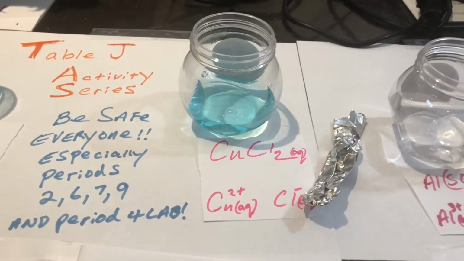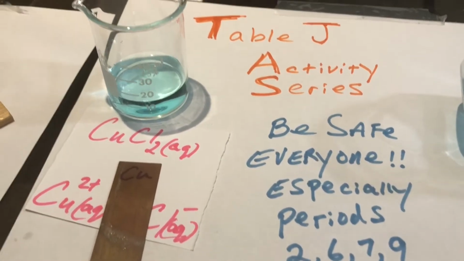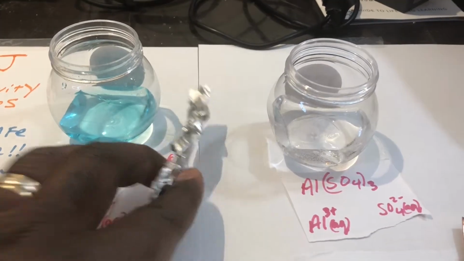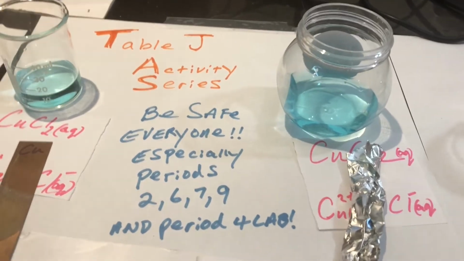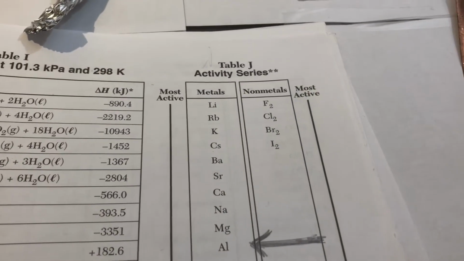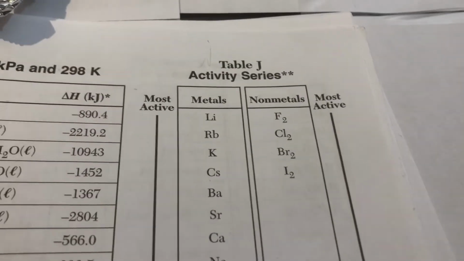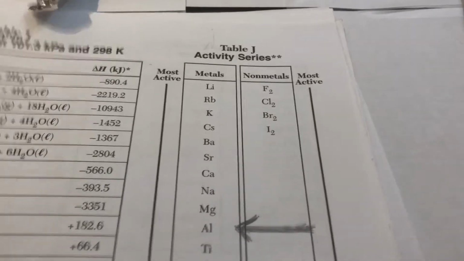Now, guys, before I jump into the results, I want you to make a prediction in terms of whether setup 1, 2, or 3 is going to react. Are all 3 of them going to react? Or none of them going to react? 2 of them, 1 of them? I want you to use Table J and analyze the situation. I know on your acid and base topic, they introduced this activity series table. We didn't get to talk about it much, but we'll talk about it more now.